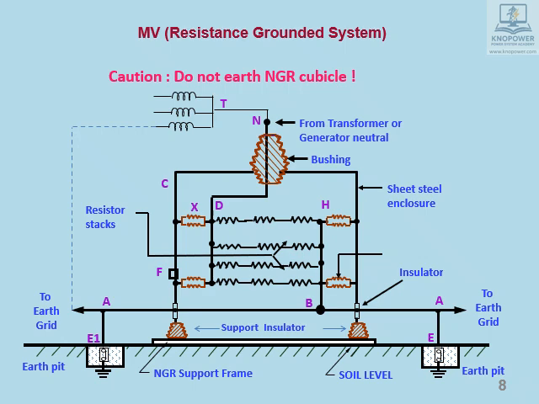We will summarize our observations. When all insulator stacks of NGR are healthy, the flow of fault current back to source is as shown. Assume now insulator X has cracked. Under this condition, the flow of fault current back to source is as shown. It is same as previous case.